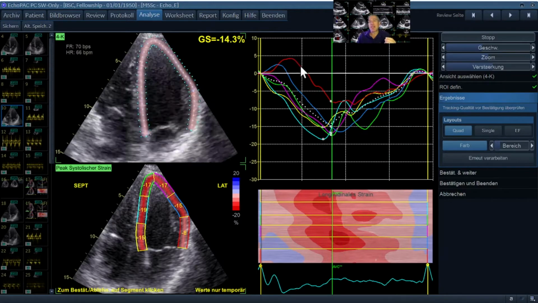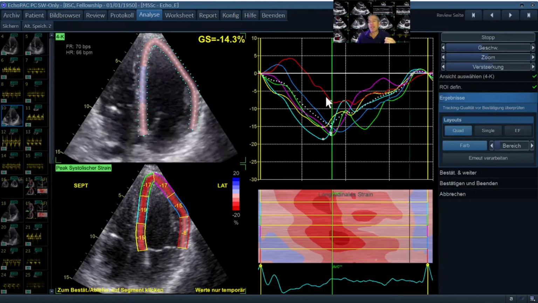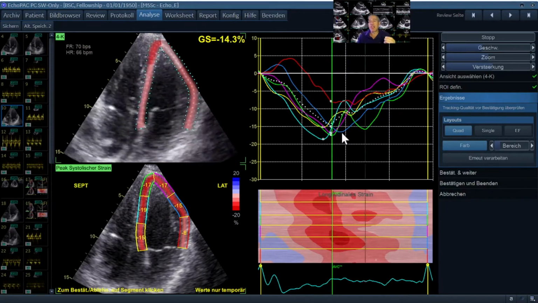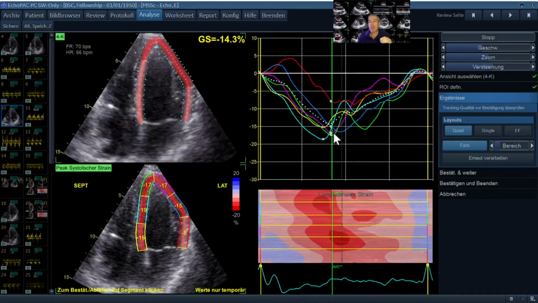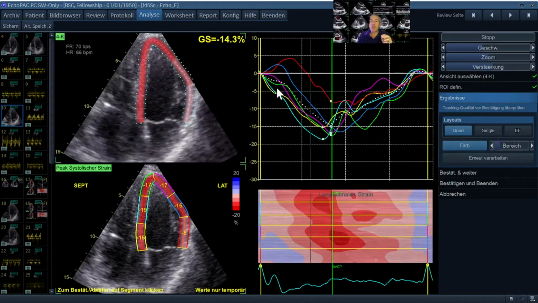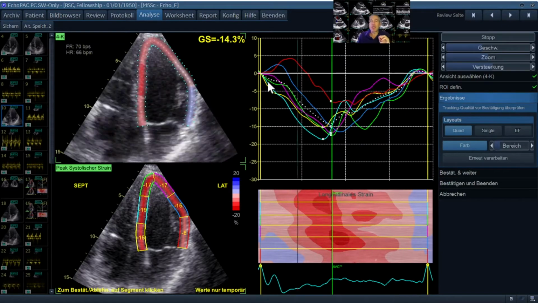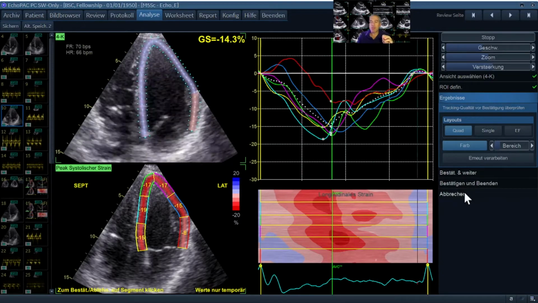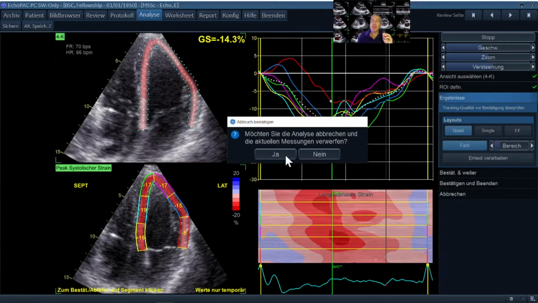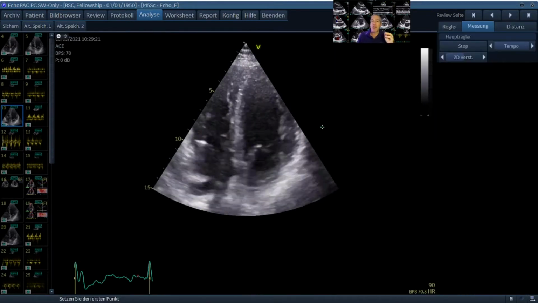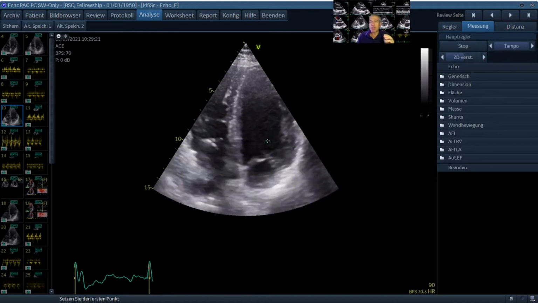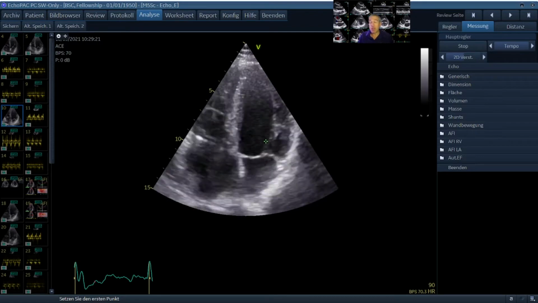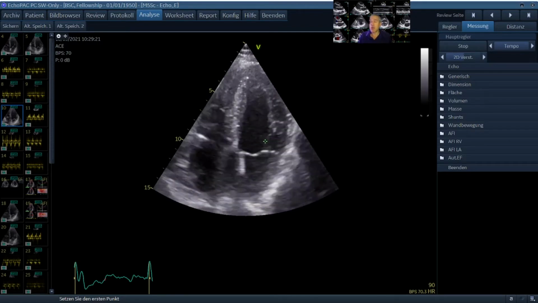Then the basal lateral segment shortens late and reaches a very late peak. Also here the mid-lateral reaches the late peak in post-systole after aortic valve closure. And it's very nice to see here the sequence of contraction, very typical for left bundle branch block, just by turning the pacemaker off. Okay, so we have seen off, the patient gets worse. If the pacemaker would have a problem, he would probably go back over months. He would go back to left bundle branch block, and he would over months probably deteriorate again.